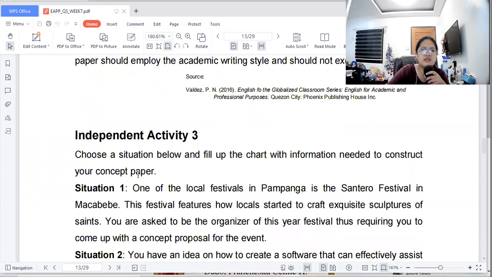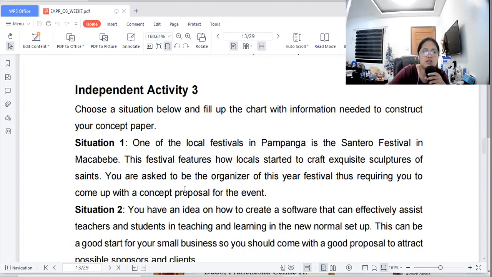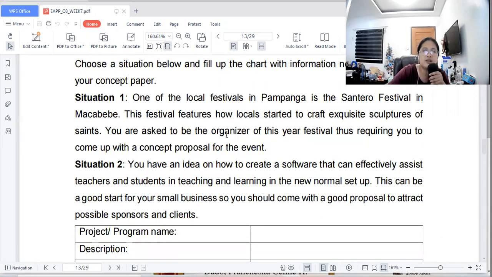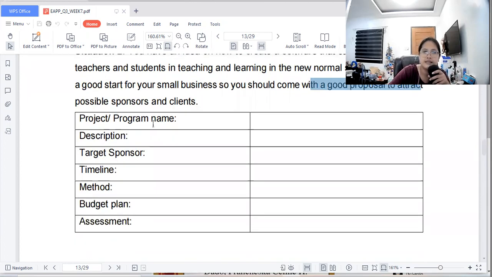So, for activity 3, sabi niya dito, one of the local festivals in Pampanga is Santero Festival in Macabebe. So this festival features how locals started to craft exquisite sculptures of saints. So you're now the organizer of this year's festival. You're required to come up with a concept proposal for the event. So kailangan mong gumawa, given the new normal setup, to come up with your project. Okay? So you have to come up with a good proposal to attract possible sponsors and clients. So ilagay mo yung sponsor name.